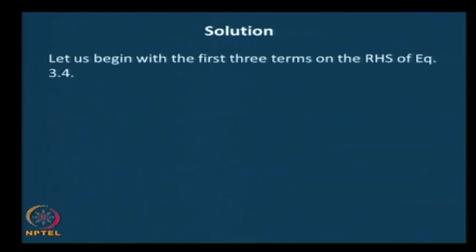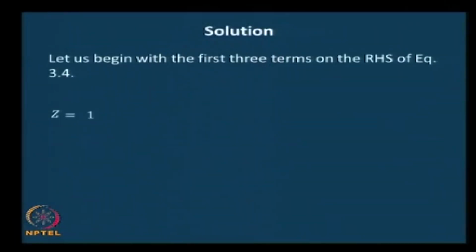Let us begin with the first three terms on the right hand side of equation 3.4. If you want, you can go back and check your slides. It is nothing but the virial expansion in V, or the compressibility factor Z expressed in terms of the powers of 1 by V. Z equals 1 plus C2 by V plus C3 by V squared. Let us start with this. This will turn out to be decent enough.